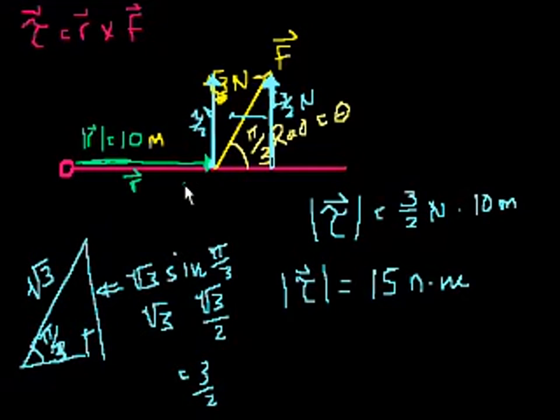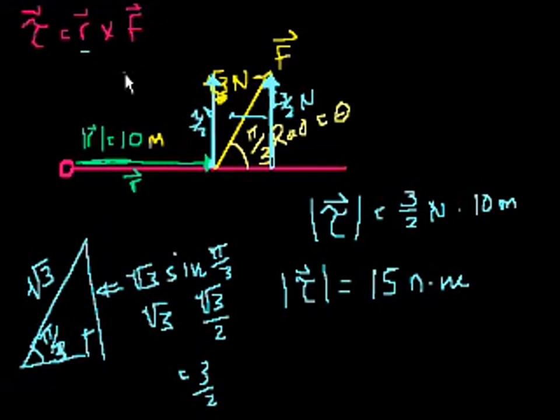But all we did now, and hopefully this looks a little bit familiar, this is what we learned when we learned moments and torque. But all we did now is we figured out the magnitude of the torque. But what if we wanted to know the direction? And that's where the cross product comes in.